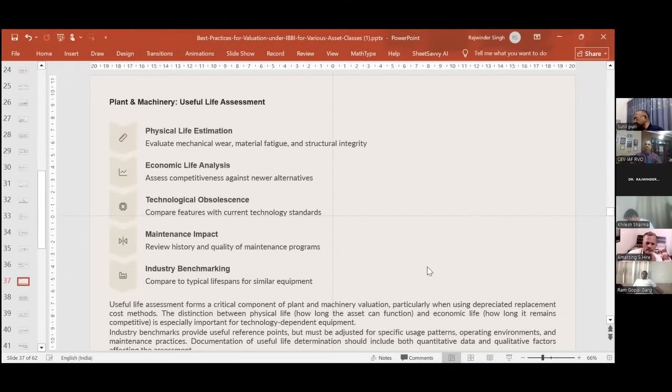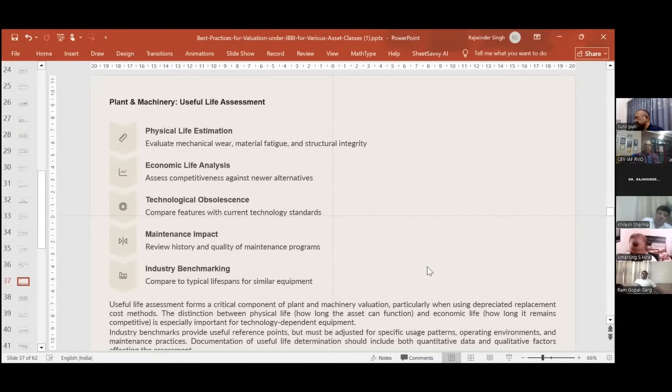And for technological obsolescence, you have to compare the features of the asset you are valuing with the current technological standards. And for maintenance impact, you have to review the history and quality of maintenance programs. And the most important thing, compare with the typical lifespan for similar equipment in the industry benchmark.